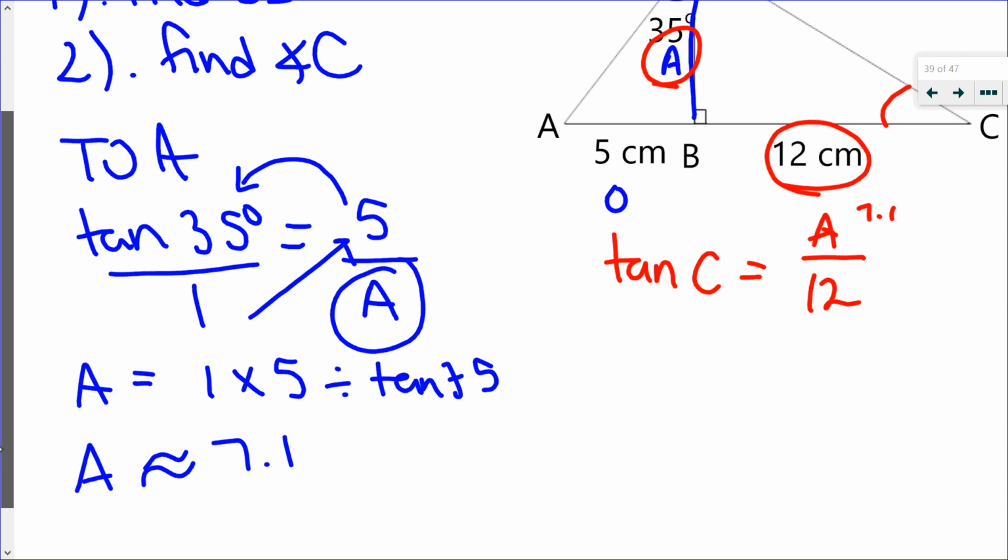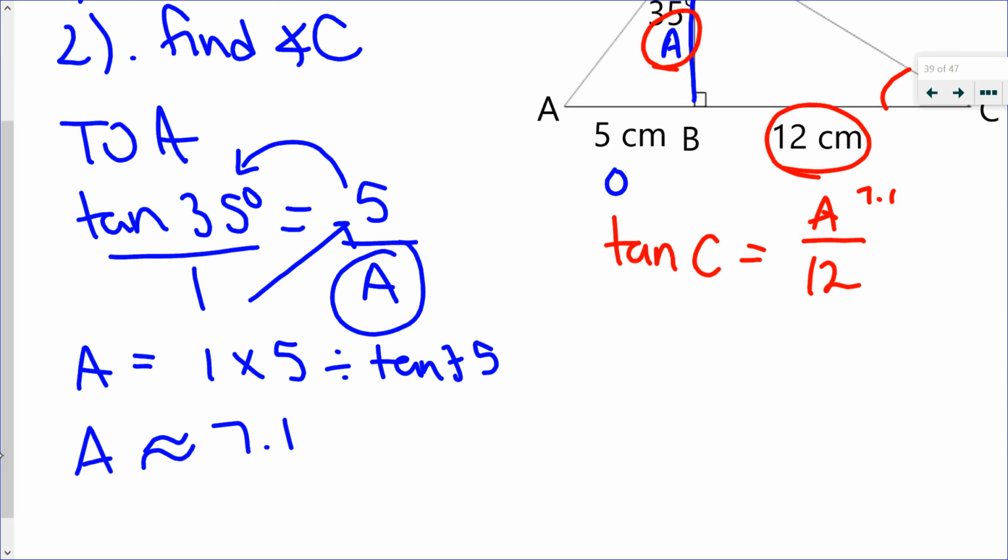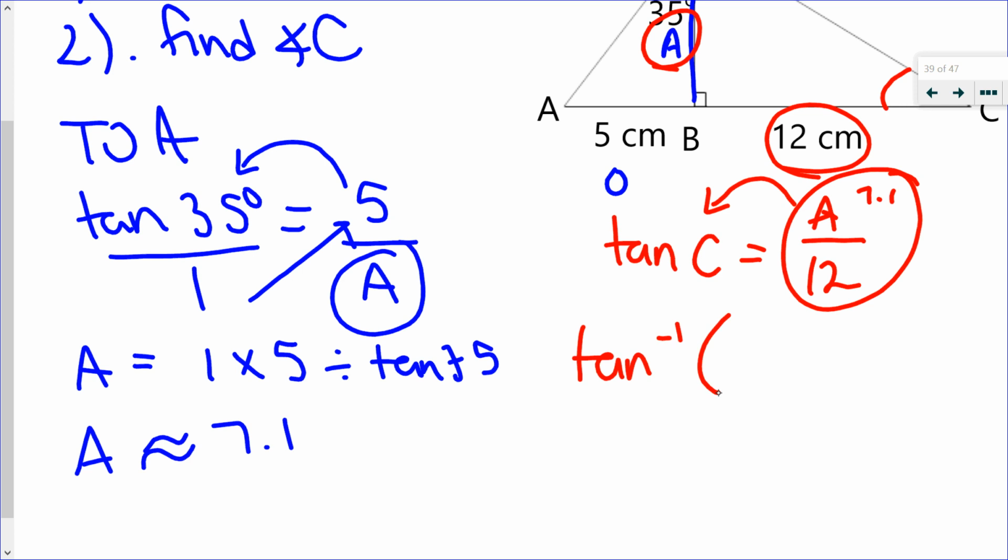To find out what my value is, I'm going to take my ratio and go backwards. If I want the angle, I need to use my inverse keys. So tan inverse of A, which is about 7.1 over 12. I'll show you two ways that you can figure out what angle C is. So tan inverse of about that 7.1 over 12, or we're going to use our store key, and I'll show you how to get the same answer.